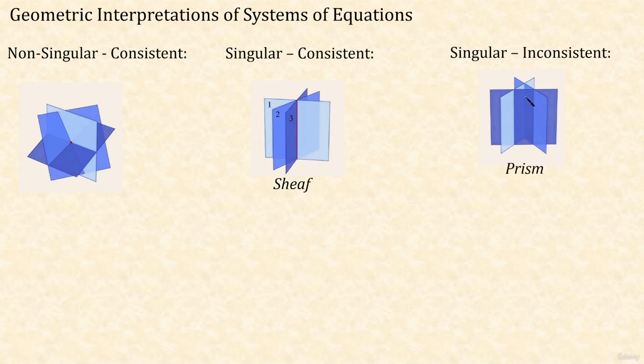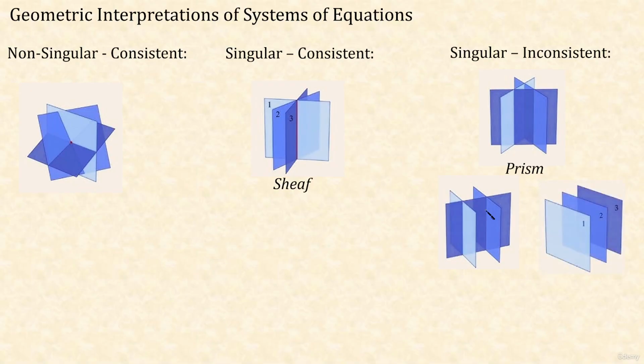Now, of course, there are a few other arrangements. For instance, 2 or maybe even more of the planes might be parallel to each other. Now, if any 2 planes are parallel, then of course there'll be no solution, and that will always be inconsistent. So it could even be all 3 planes are parallel to each other.